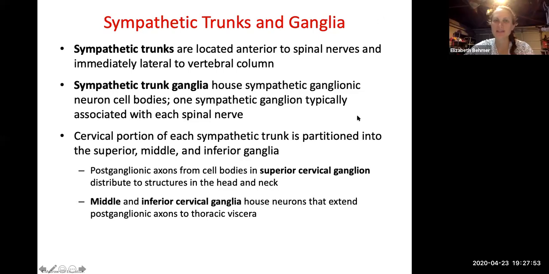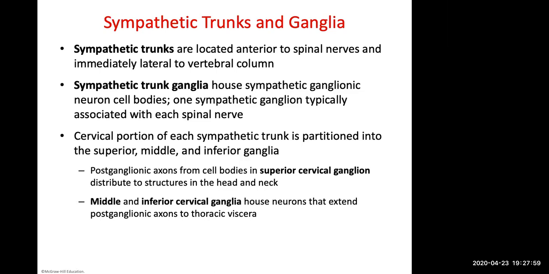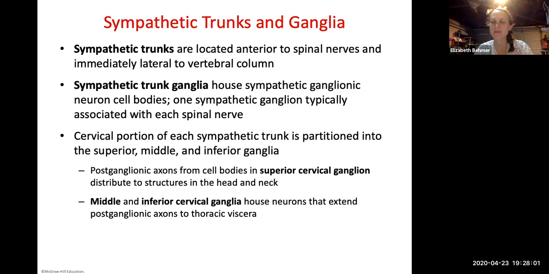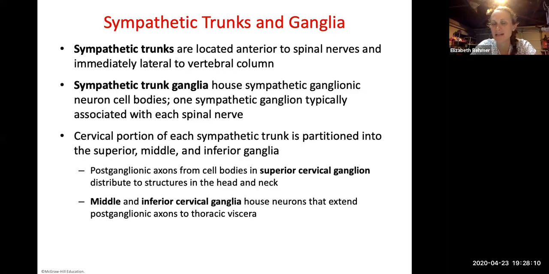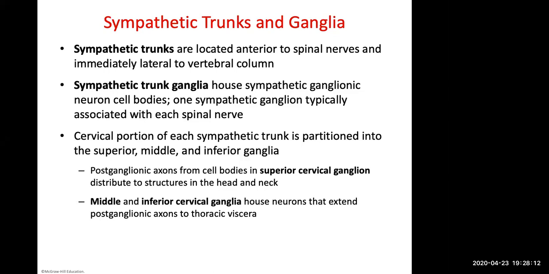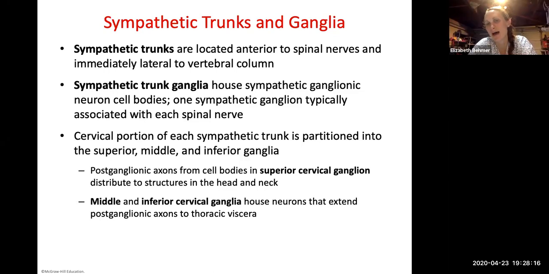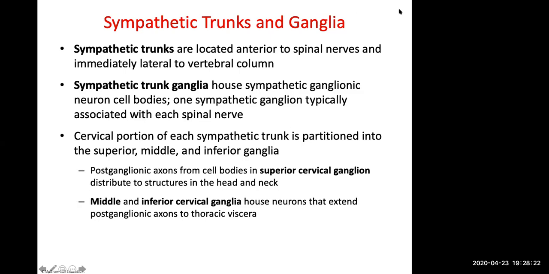Oh, that's okay. So the sympathetic trunks are located just lateral to your vertebral column. And then the ganglia themselves, which are the places where they bulge out a little bit so they look like little circles, will have your sympathetic ganglionic neuron cell bodies. So it's basically where the cell bodies are located, not the axons, just the cell bodies of those sympathetic neurons.